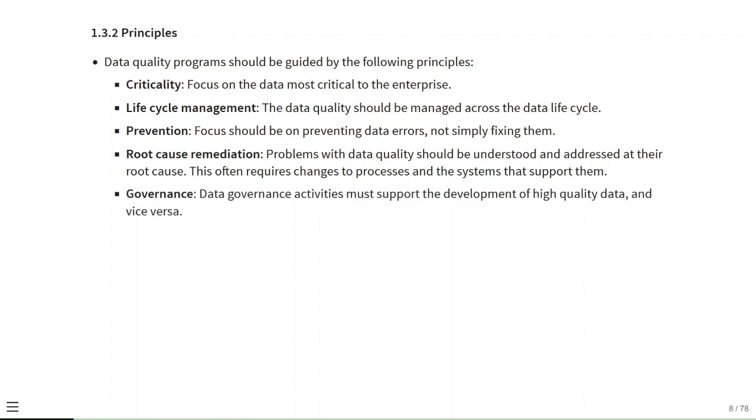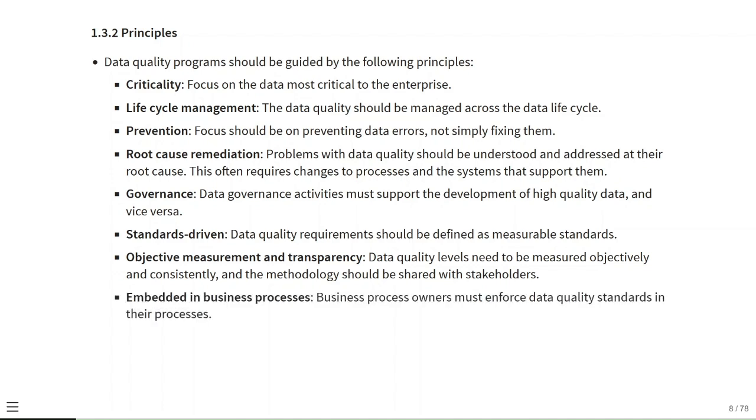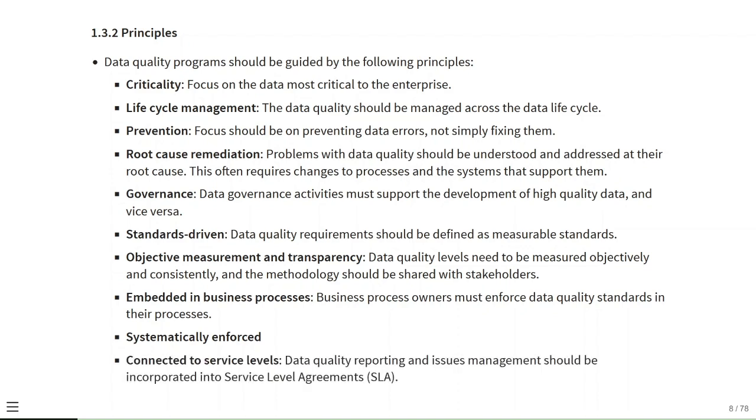Governance. Data governance activities must support the development of high-quality data and vice versa. Standards-driven. Data quality requirements should be defined as measurable standards. Objective measurement and transparency. Data quality levels need to be measured objectively and consistently, and the methodology should be shared with stakeholders. Embedded in business processes. Business process owners must enforce data quality standards in their processes. Systematically enforced and connected to service levels. Data quality reporting and issues management should be incorporated into service level agreements or SLAs.